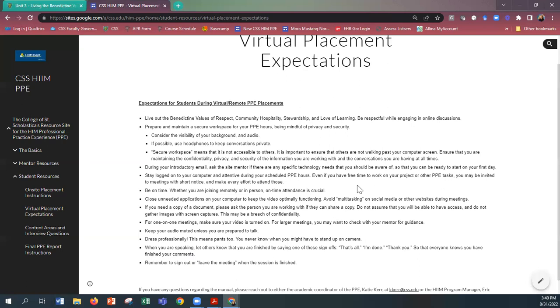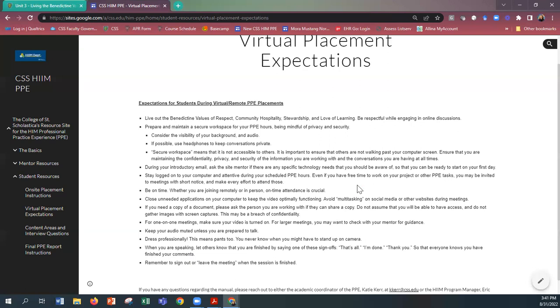Please be in a secure office where nobody else can have access. Also make accommodations for your children to be in daycare and to be supervised, so you don't have to do that while you're expected to be in your PPE. Okay. During your introductory email, maybe ask the site mentor if there are any specific technology needs that you should be aware of so that you can be ready to start on your first day.